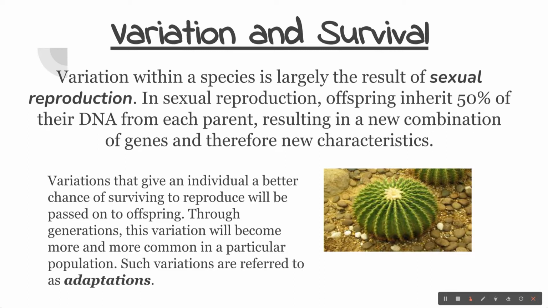Then there's something called adaptations. Adaptations are variations that give an individual a better chance of surviving to reproduce and will be passed on to offspring. Through generations, this variation will become more and more common in a particular population, and those are called adaptations. So adaptations basically are the variation, so any mutation or whatever.